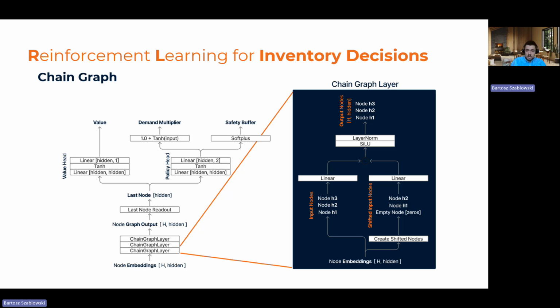And let's imagine that right now we are in the second or even in the third chain graph layer. So node t+3 already contains information from t+2, and t+2 contains information from t+1, and so on. So with each additional chain graph layer, the nodes become more and more enriched by information from the previous nodes. That is why the last node becomes a representation that already captures the whole sequence.